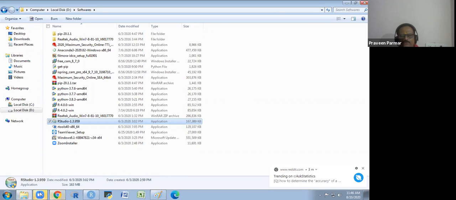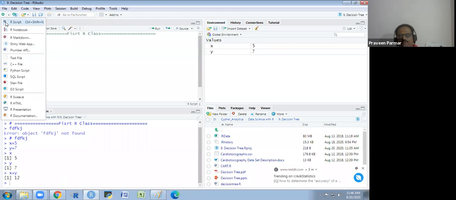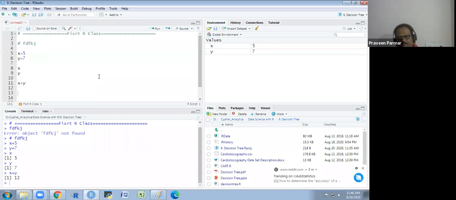When you install it, you will get two things over there. One looks like this R; this is for R programming. This ball shape, the circle shape, is for RStudio. You can open it, or you could open a new script from here and work with this. So this was all about how to download R programming and RStudio.